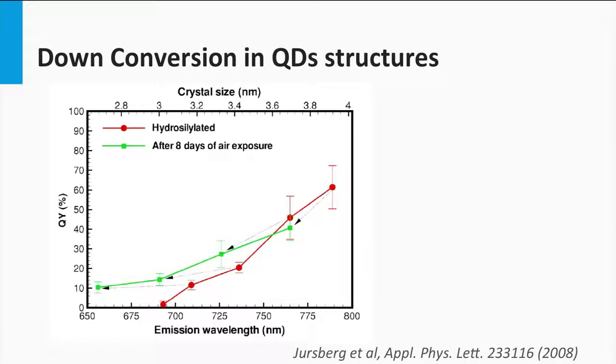Here you see some experimental results on down conversion based on silicon quantum dots in a narrow spectral range from a paper of Uersberg et al. The horizontal axis represents the photon emission wavelength. At around 790 nanometers, a down conversion efficiency of 60% is achieved.